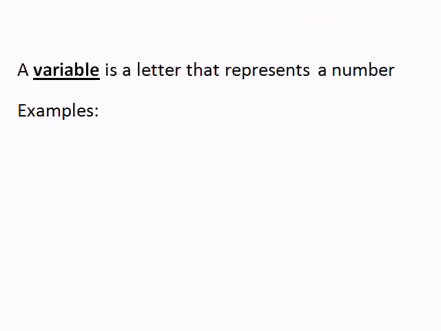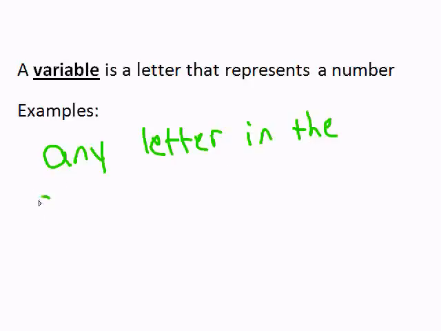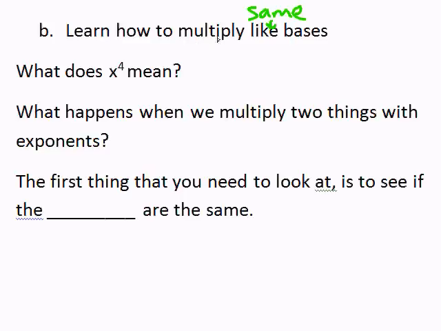Our last definition is a variable, and a variable is a letter that represents a number. Any letter in the alphabet. X to the 4th, what does that mean? Well, x is your base, 4 is your exponent, so it means x times x times x times x, 4 times. 1, 2, 3, 4.